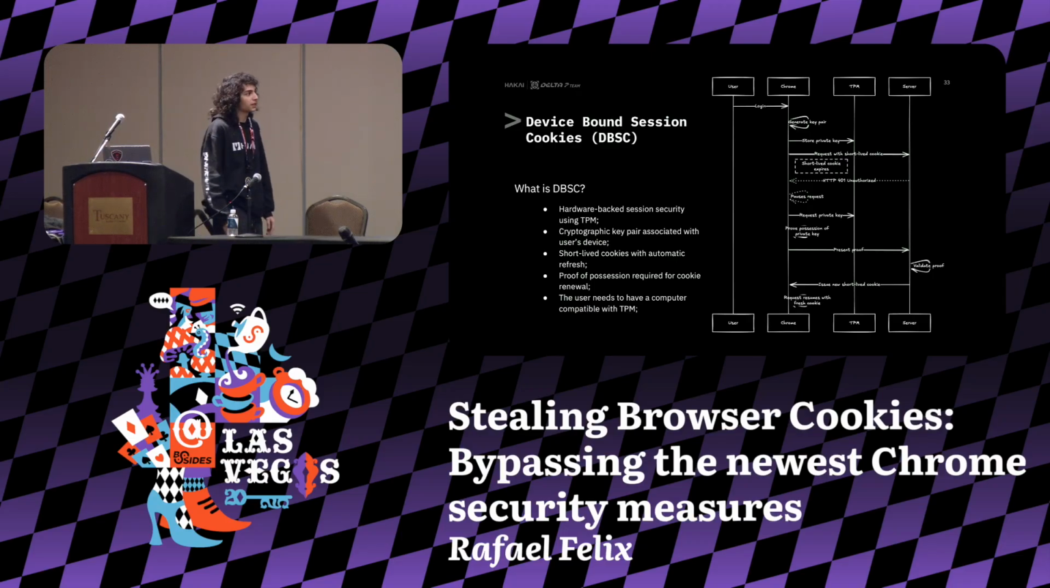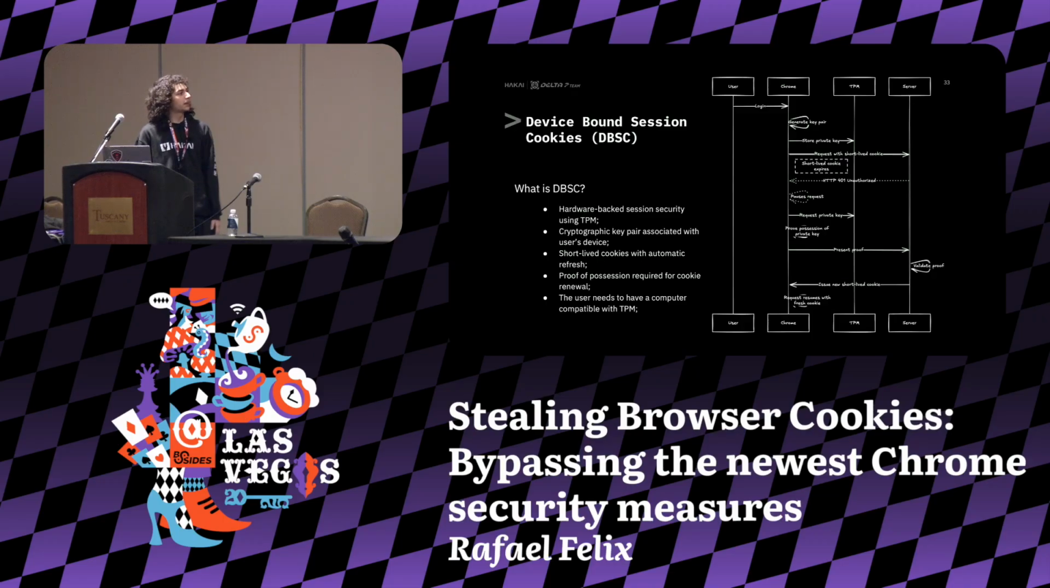Chrome then pauses the request and requests the private key from the TPM. It validates the proof of possession of that private key. Then Chrome presents the proof to the server. The server validates this proof, and then we get a new short-lived cookie, and the process goes on forever, which is actually a very fancy implementation.